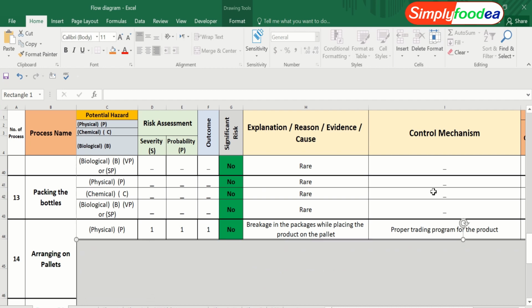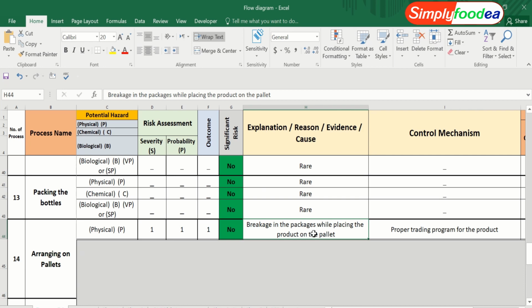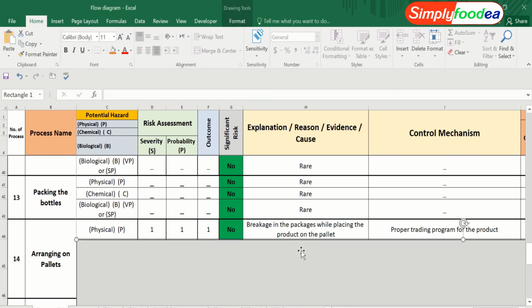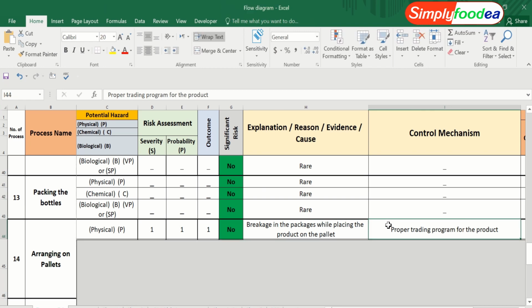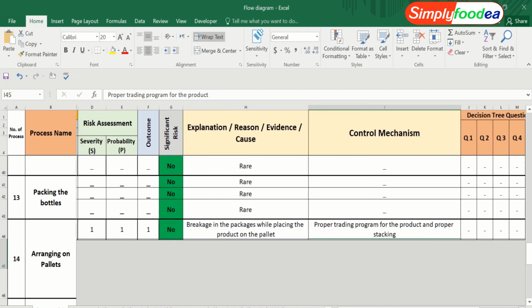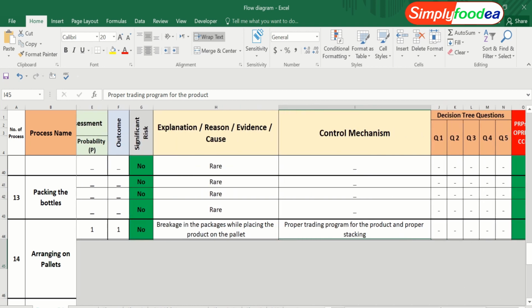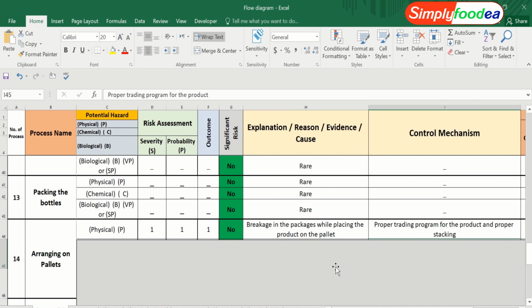The physical hazard may be due to breakage in the packaging while placing the product on the pallet by the palletizer, or by the forklift in the warehouses. So the proper training program for the product, not only proper training, but also proper stacking of your products on pallets. So there is no need for decision tree questions because it's not a significant risk to food safety.